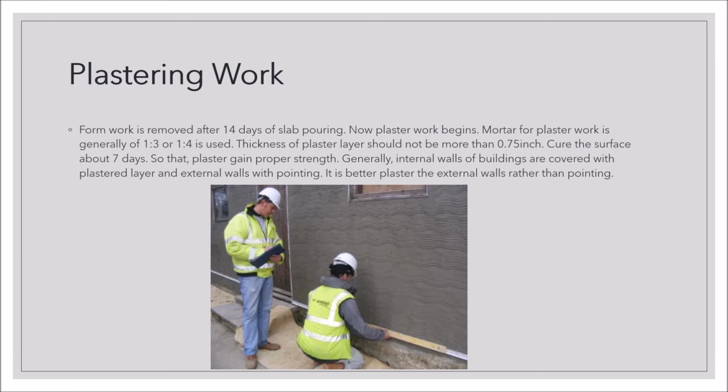Thickness of the plaster layer should not be more than 1.75 inch. Cure the surface for about 7 days so that the plaster gains proper strength. Generally, internal walls of buildings are covered with a plaster layer and external walls with pointing. It is better to plaster external walls rather than pointing.